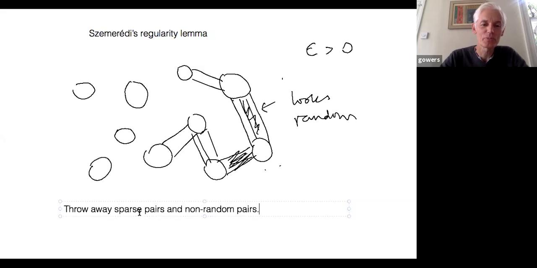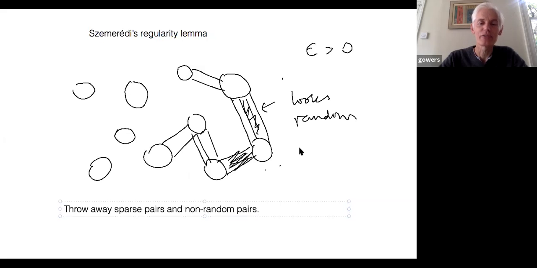So what is a sparse pair? A sparse pair is a pair that just hasn't got very many edges. So if we throw away all the edges from sparse pairs, then we're not throwing away very many edges, because by definition, a sparse pair didn't have very many edges. The non-random pairs, well, the regularity lemma tells us that there aren't very many non-random pairs. So if we throw away the non-random pairs, then by the regularity lemma, we're not throwing away very many edges. Just imagine that all these blobs have roughly the same size, just for convenience.